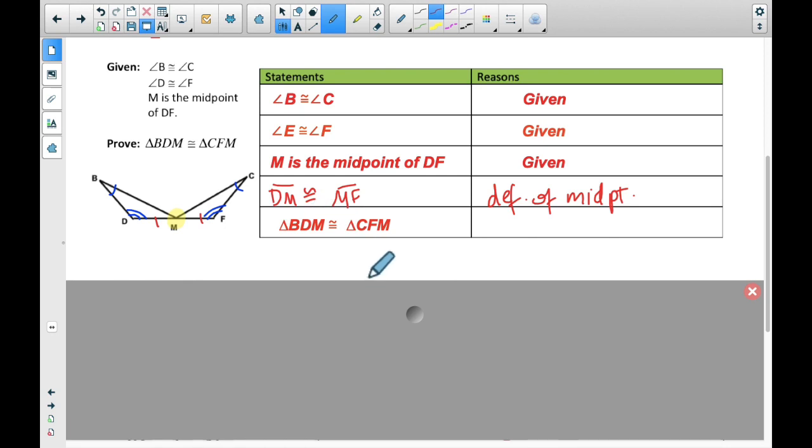And finally, we have the triangles. BDM is congruent to CFM. What theorem is it? Side, side, side, side, angle, side, or angle, angle, side. Well, let's take a look. What do we have? We have an angle here, an angle here, a side here. Is the side in between? No, it's not. So it's angle, angle, side.